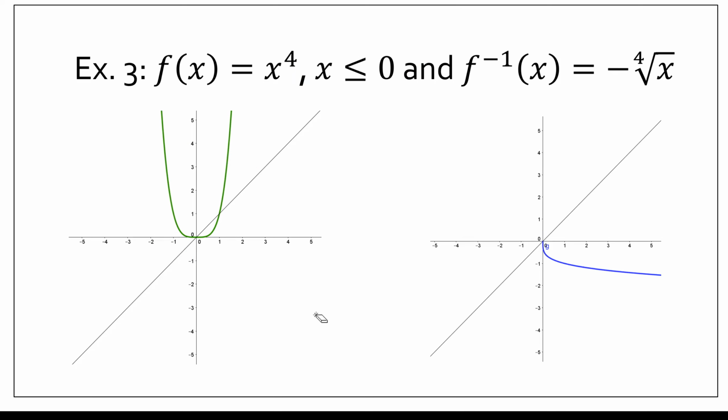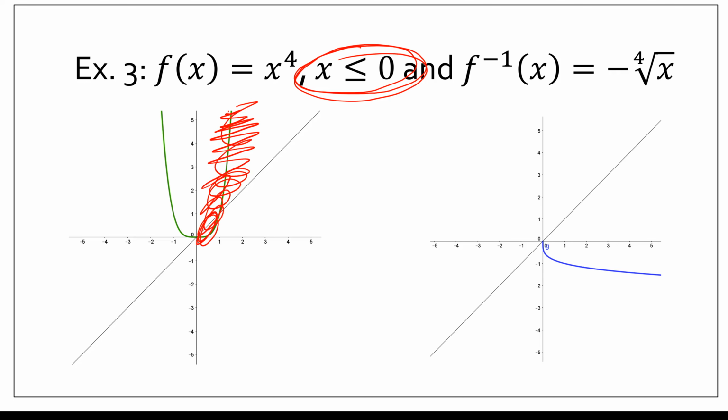So, looking here, if I restrict x to be less than or equal to 0, this positive part of the function is going away. Now, does the function pass the horizontal line test? Yes. So yeah, when I take away the positive side of the function, now my function passes the horizontal line test. And look at the inverse. Since I'm restricting to only the negative x's, my inverse is now the negative fourth root. And look, it does pass the vertical line test.